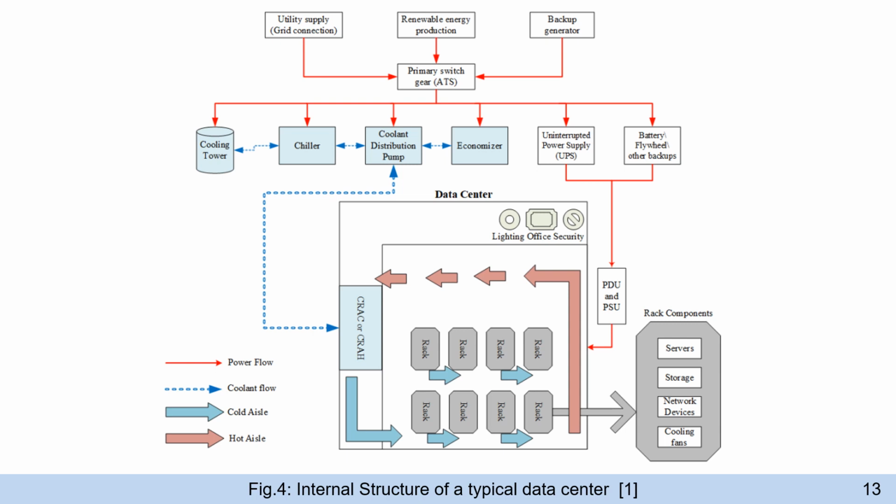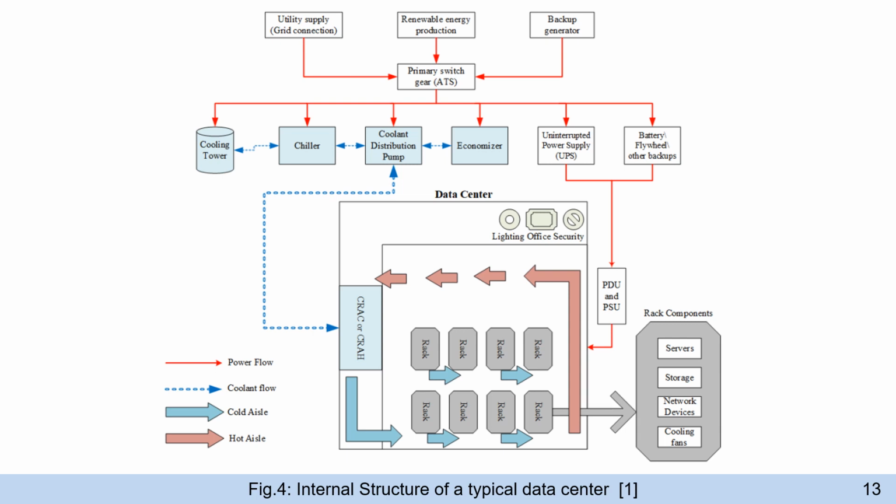The ATS provides the energy to all the supplies, that is the energy storage and the coolant devices. Now the cooling tower, the chiller, coolant distribution pump and the economizer are used to distribute the cool air into the racks. So the blue dotted line shows the coolant flow and it is distributed into the CRAC or CRAH, which then distributes the cold air into the racks to maintain optimal temperature inside the storage.